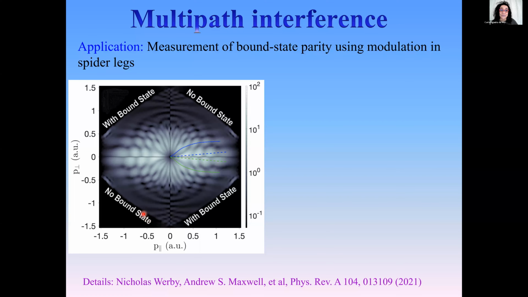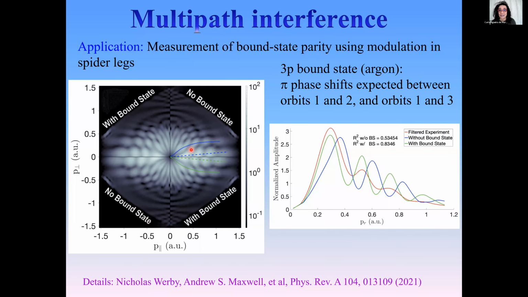You don't expect to have a phase shift in the spider. But if the modulation on the spider is coming from the fan, which is the case, then you're going to have a phase shift. So if you look at the filtered experiment, and if you look at what you get from the theory, you expect to have pi phase shifts between orbits 1 and 2 and orbits 1 and 3, and it shows. Here I was talking about the carpet, but we can have a look at this.